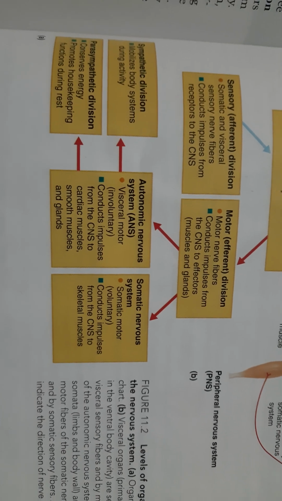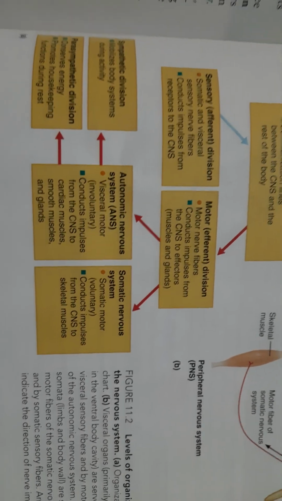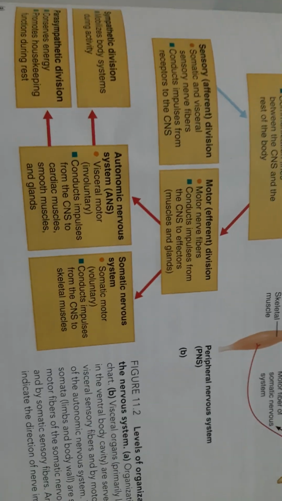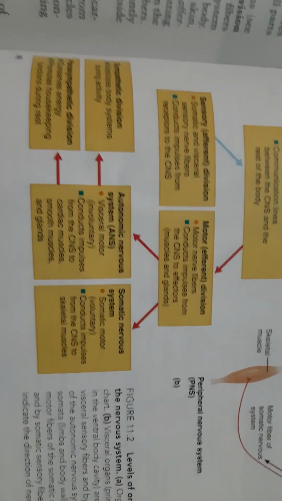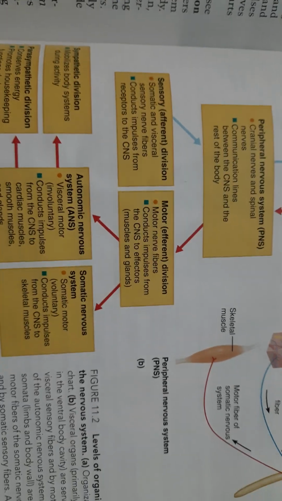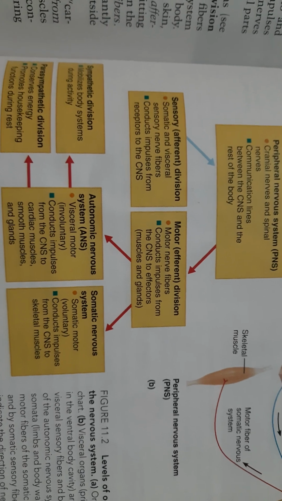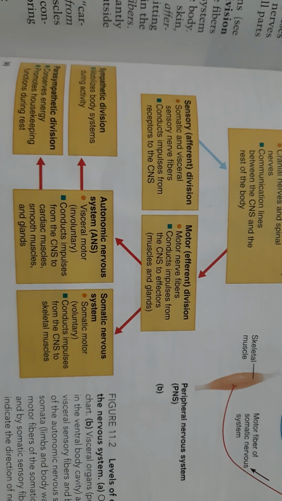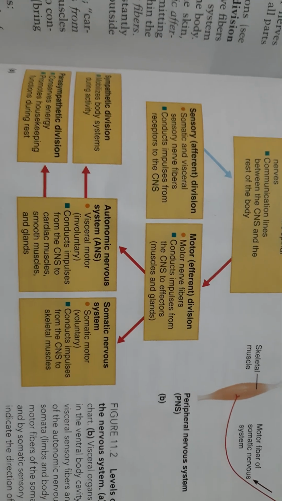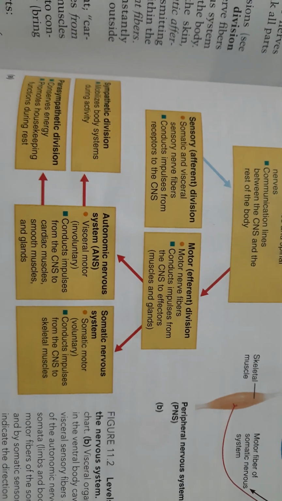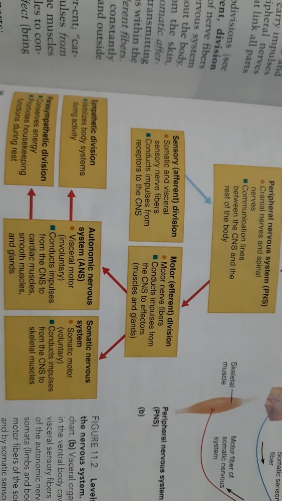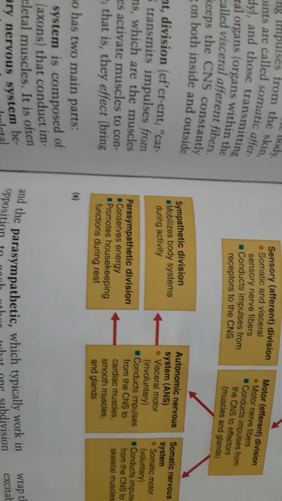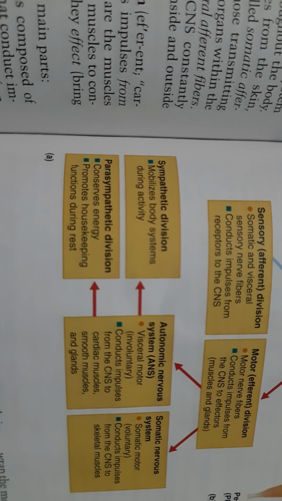In the somatic nervous system, the information is carried to the skeletal muscles and areas which can be controlled voluntarily, so it is also called the voluntary nervous system. The autonomic nervous system carries information to the visceral organs, so it is also called involuntary. It controls things like heartbeat. And it is also divided into two parts, the sympathetic division and the parasympathetic.